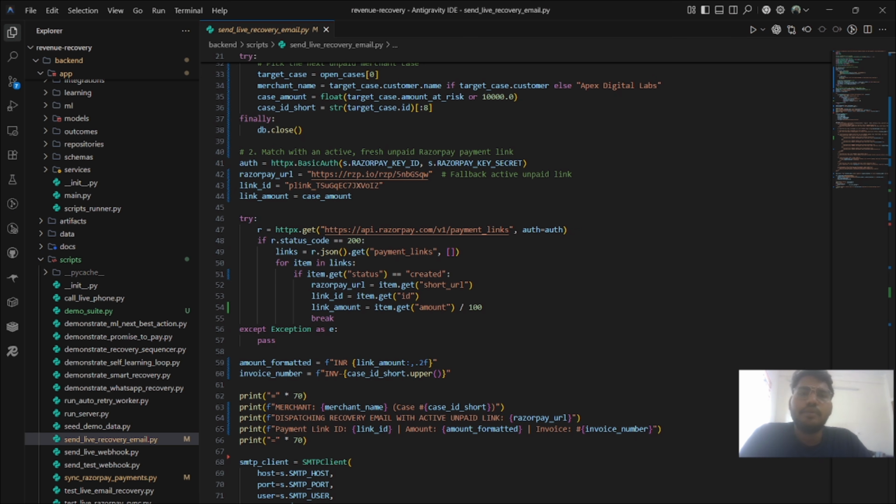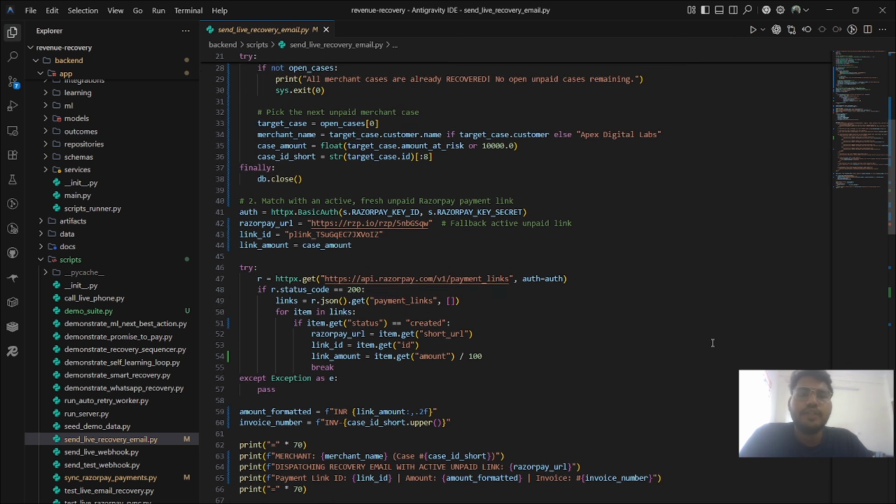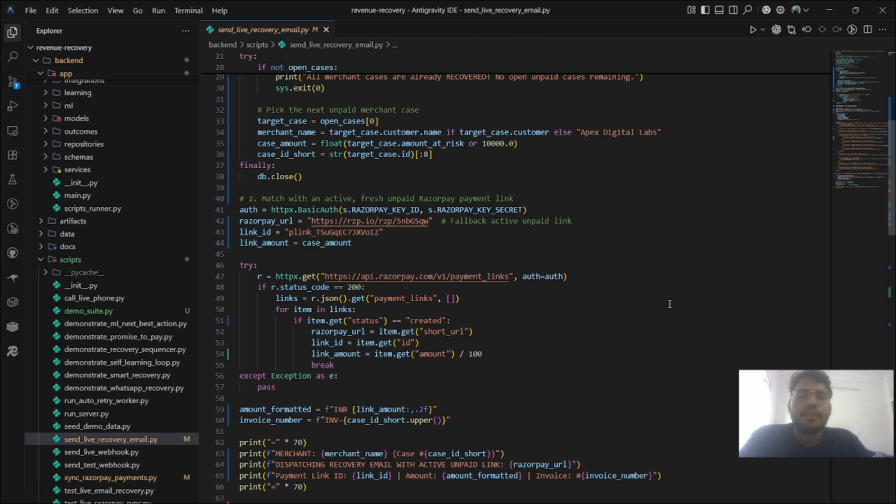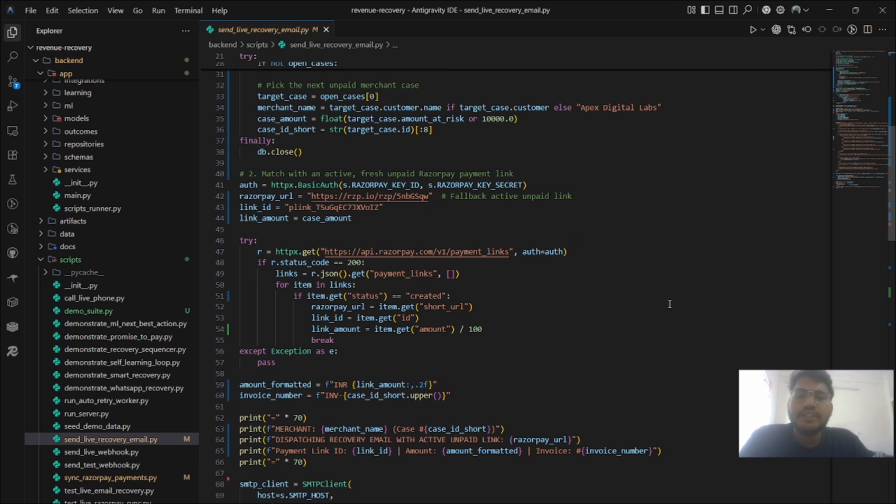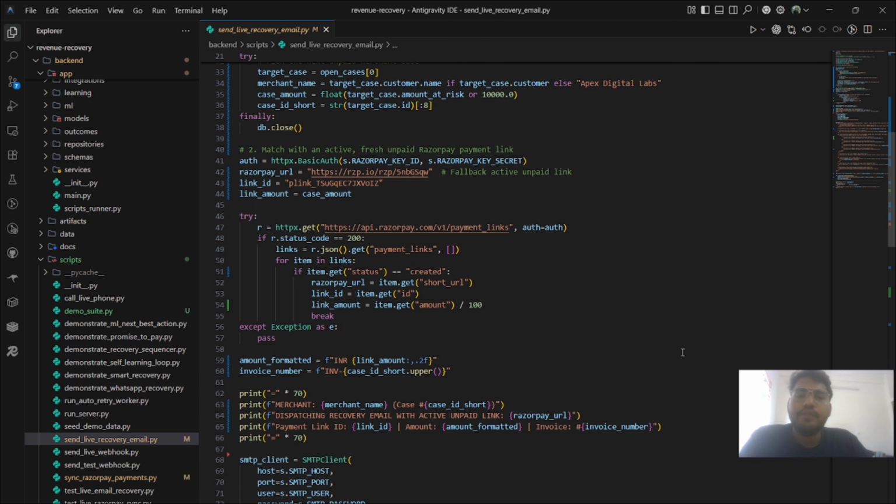Talking about some of the challenges that I faced while making this platform, there are many challenges that I faced. I will list a few of them and how I overcame them. The first major challenge was the payment gateway constraint. When testing continuous dynamic payment link generation, Razorpay enforces a hard account cap of 30 test payment links, throwing an HTTP 429 error.